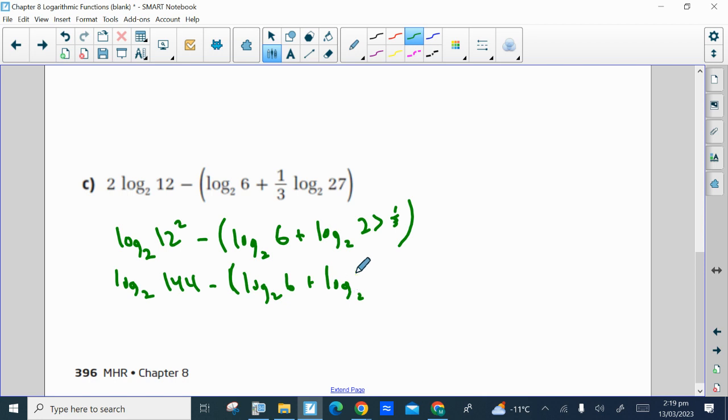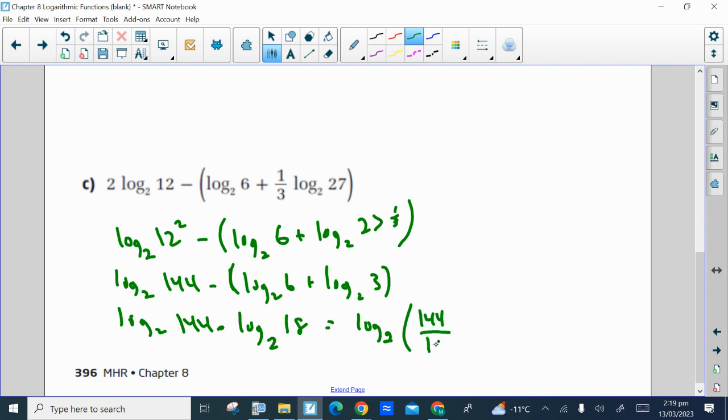27 to the power 1/3 means the cube root of 27, which is 3. Power 1/3 means cube root. So now I can simplify inside the brackets by using the product law. It'll be log base 2 of 6 times 3, which is 18. And now because I'm subtracting logs with the same base, I can use the quotient law. It'll be log base 2 of 144 over 18.